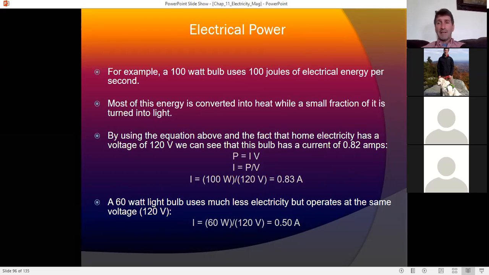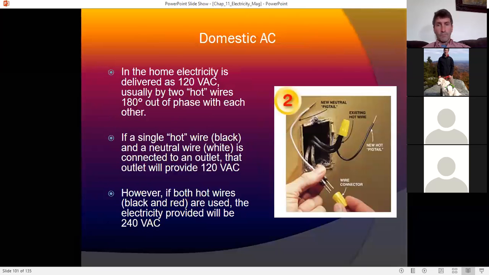It's 11 o'clock. I need to go anyway. So folks, that's as far as we're going with this particular chapter. You're welcome to look through the rest of it. It talks about alternating current. There is some stuff about wiring.